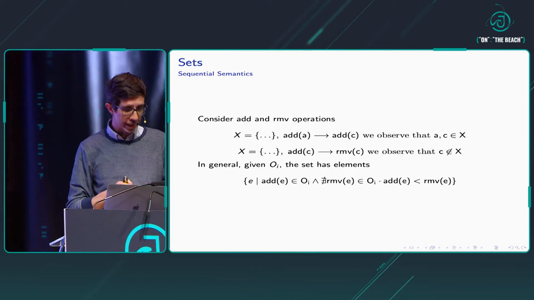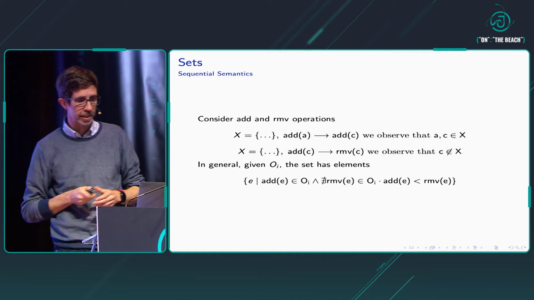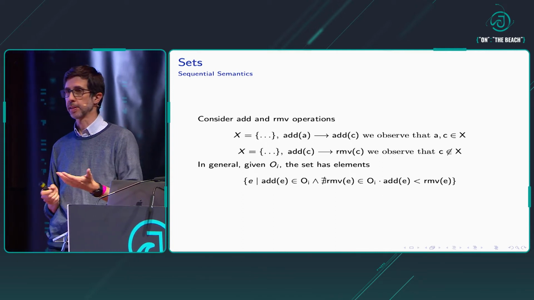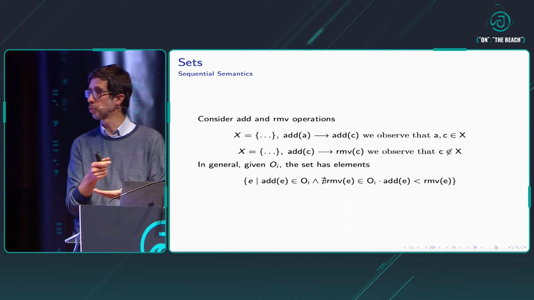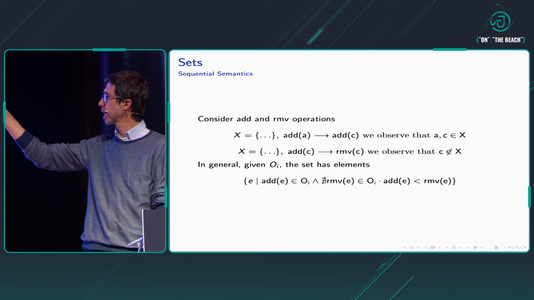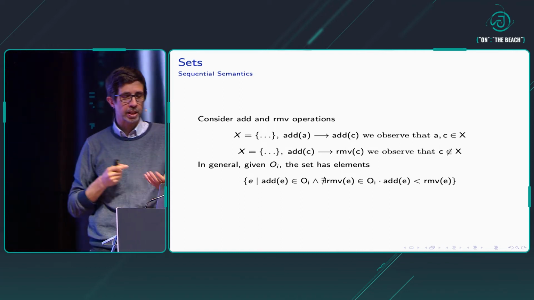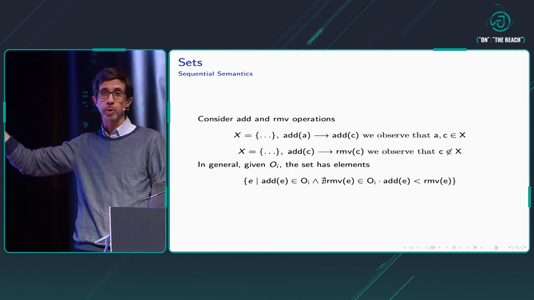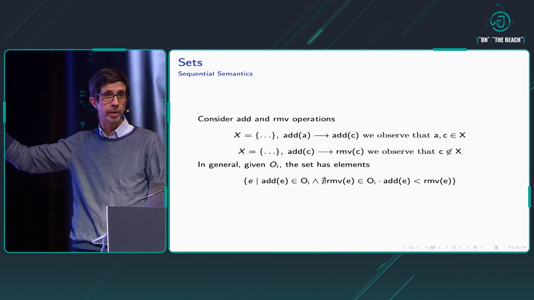Now, let's look at sets, which will be our last example in this part of the talk. So what is a set? A set is something where you can add information to, and you expect some things to happen on the set. For instance, if you add elements A and B, you are expecting to observe that they are present on the set. But if you add a C and you remove it, you also expect that C is no longer there.